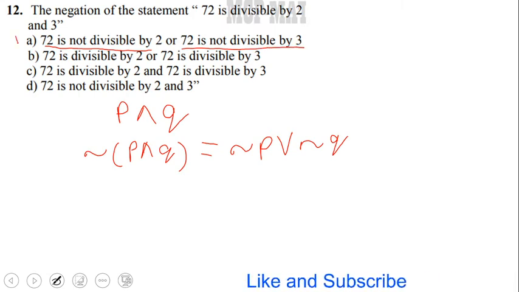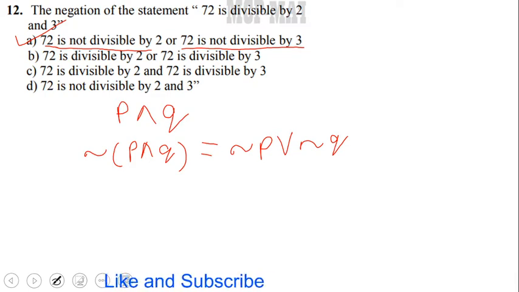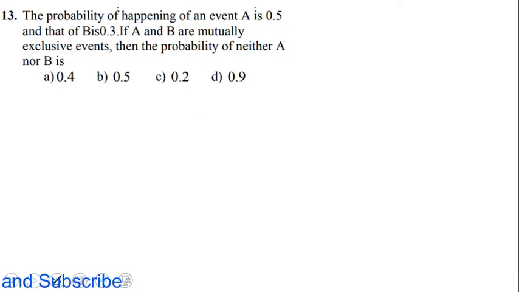Therefore clearly option A is the right answer over here. So negation, not, it will represent here. Okay, yes. We'll move to our next example.